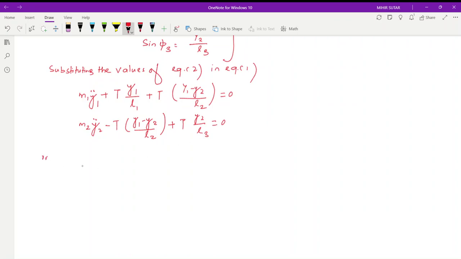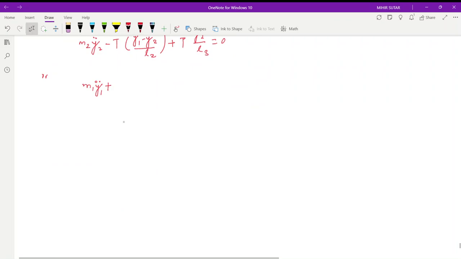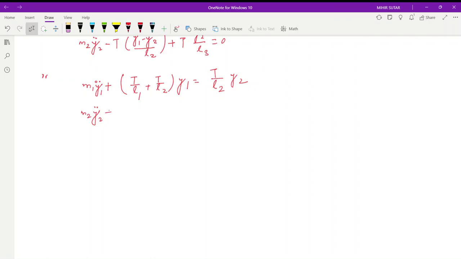Or we can write m1 y1 double dot plus T by L1 plus T by L2 y1 is equal to T by L2 of y2, and m2 y2 double dot plus T by L2 plus T by L3 y2 is equal to T by L2 of y1. Okay, let's say this is equation 3.